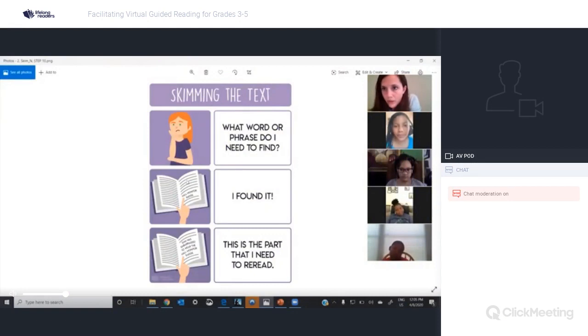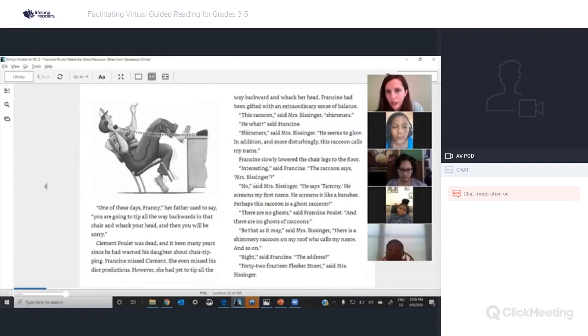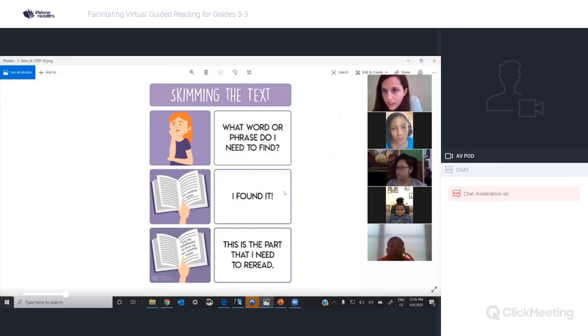You guys are all reading chapter books right now, and these chapter books have a lot of words on the page, and they're getting longer and longer like that. And so when you are searching for evidence, you have to be able to skim, okay? And skim just means you look quickly from top to bottom. You don't go left to right to read. You go from the top all the way to the bottom. And it says, what word or phrase do I need to find? So you have to know what you're looking for. You have to know a word or a couple of words. And then you start at the top and you go down quickly with your eyes. As soon as you find it, then that's the part you need to reread.